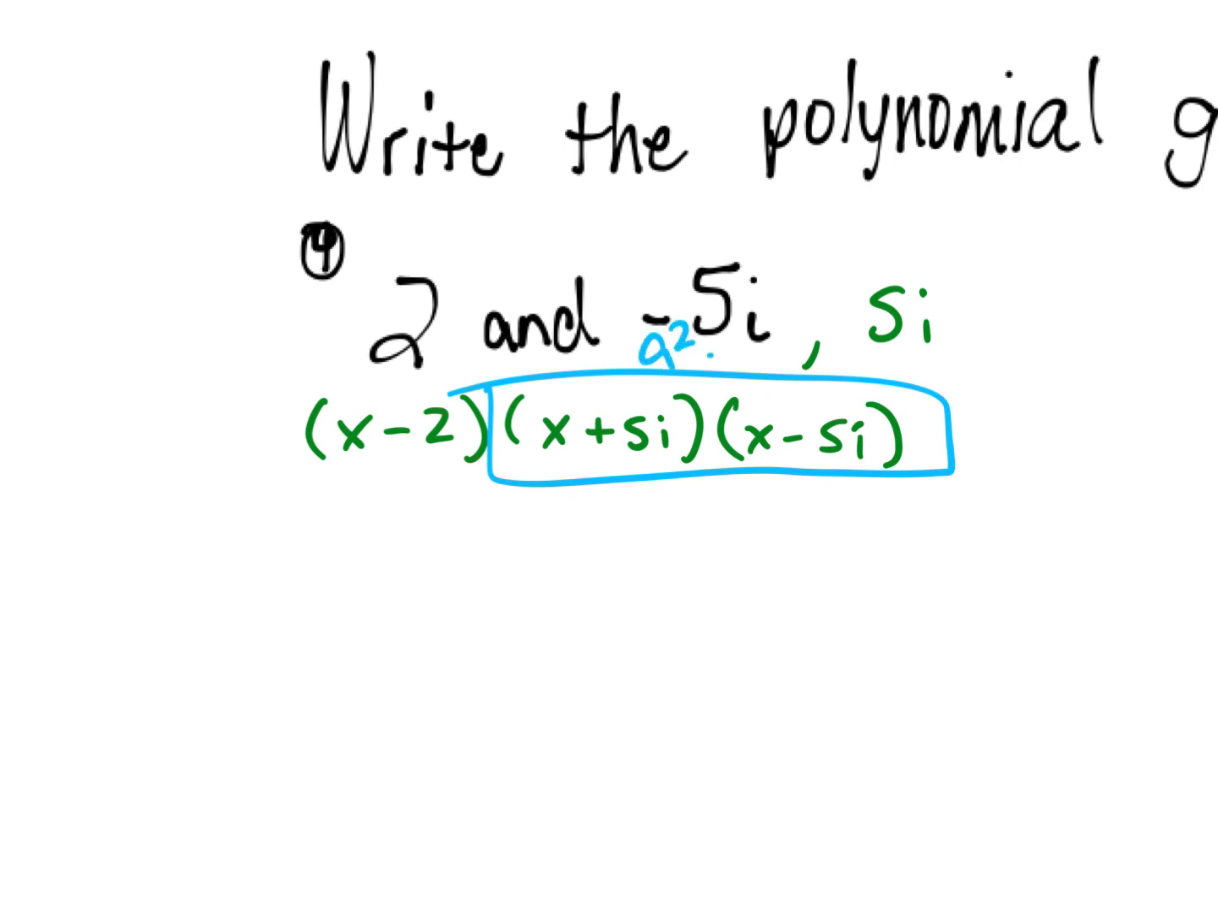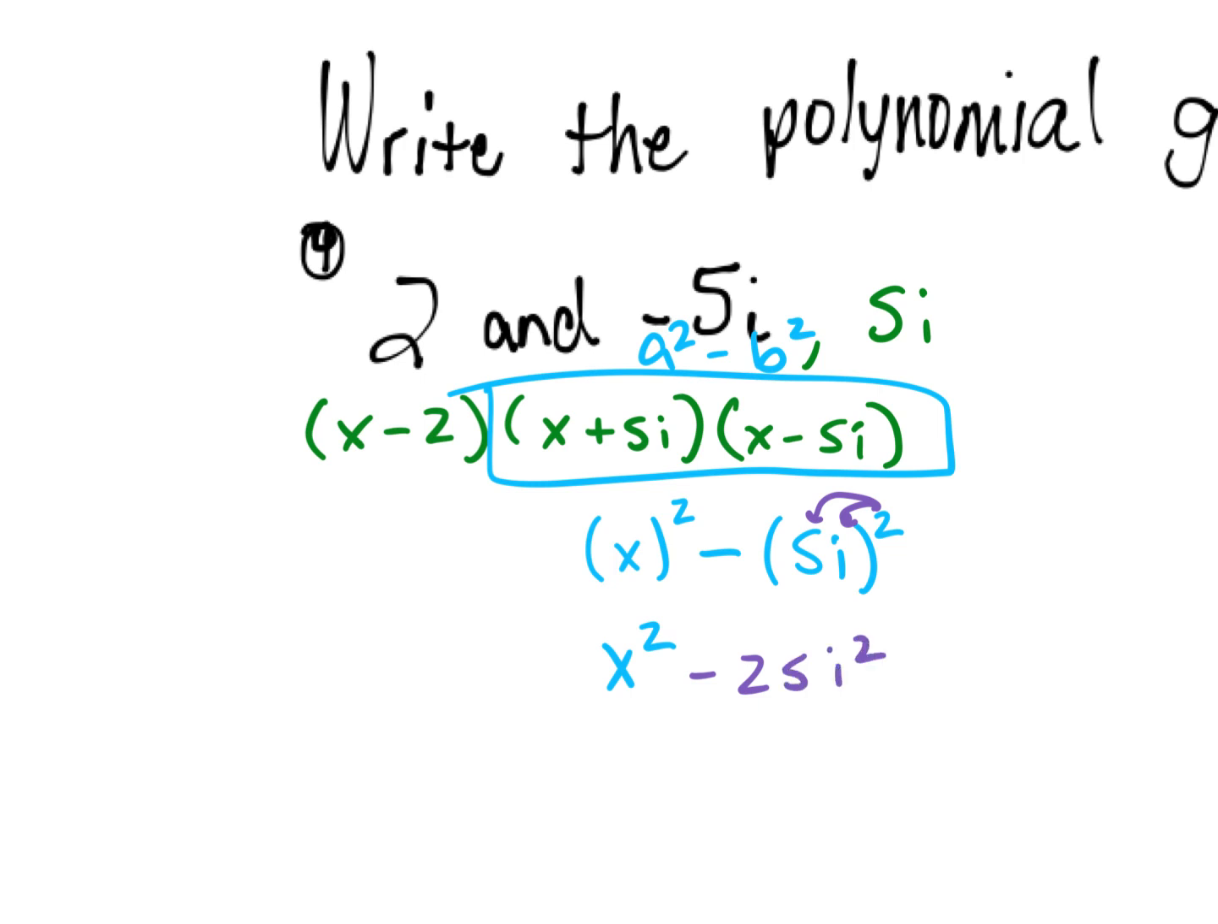We can do our conjugate shortcut, a squared minus b squared. What's our a here? X. So x squared minus, what's our b? 5i squared. X squared is just x squared. Don't forget to distribute the squared to the 5 and the i. So this would be minus 25i squared. What is i squared? Negative 1, so it changes it to a positive 25. So here we have x squared plus 25.